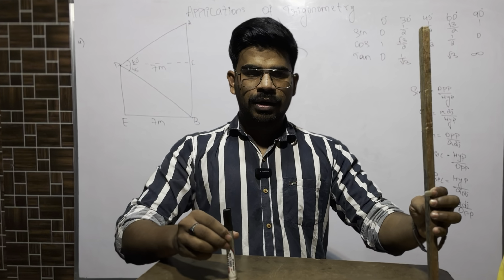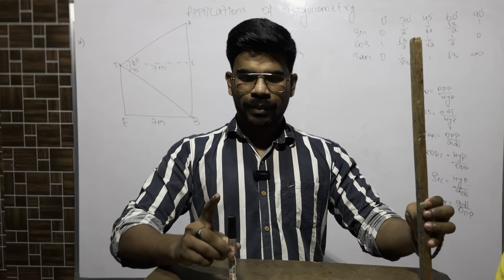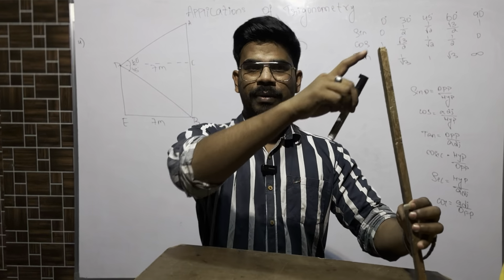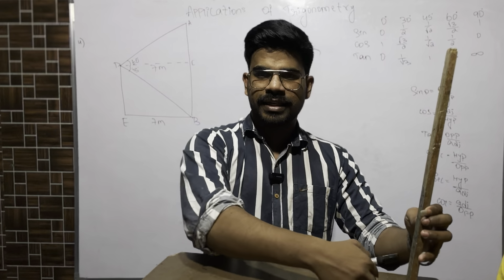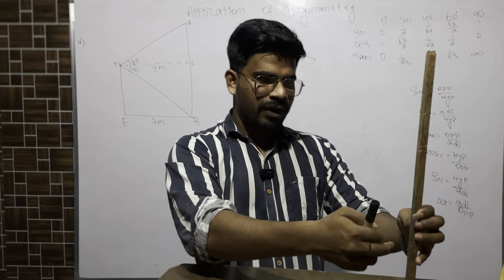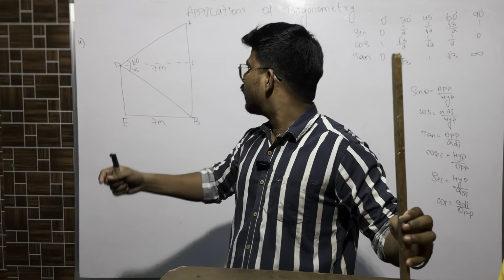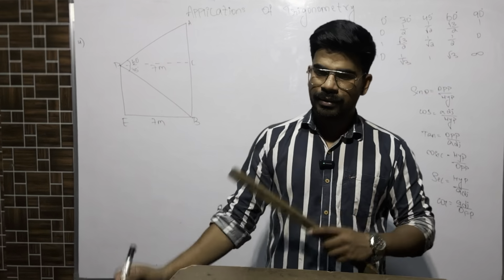Foot of the building, foot of the tower, top of the building, top of the tower. This angle is 60, this angle is 45. This distance is 7 meter. We have to find the height of the tower. This height of the tower we have to calculate. Clear? Sure.